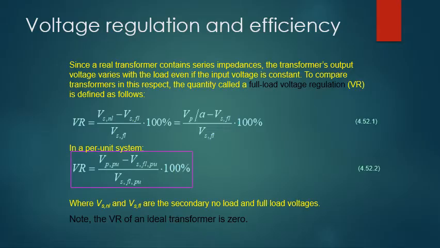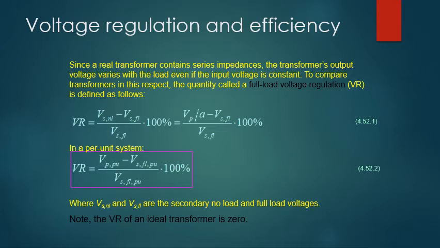As we solved the model for a transformer and created an equivalent circuit, we came to know that real transformers contain series impedances. So the transformer's output voltage would vary with load. If we vary the load at the secondary side of the transformer, then it would have an effect on the output voltage of the transformer.